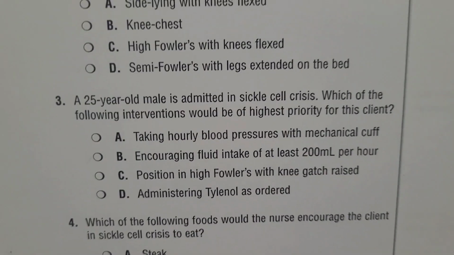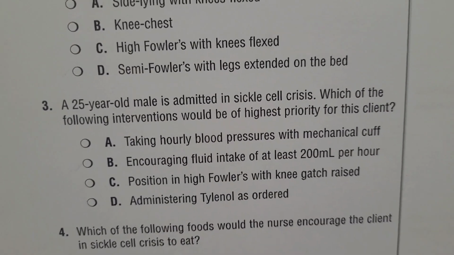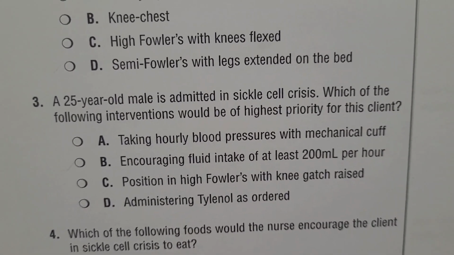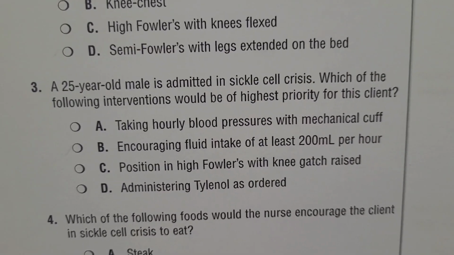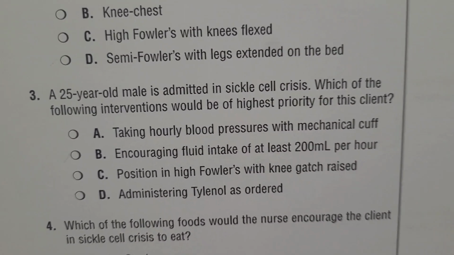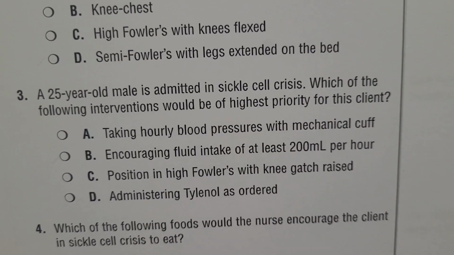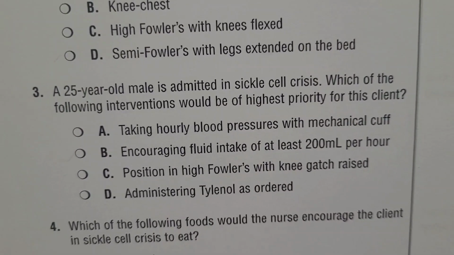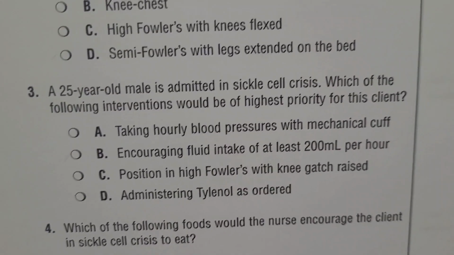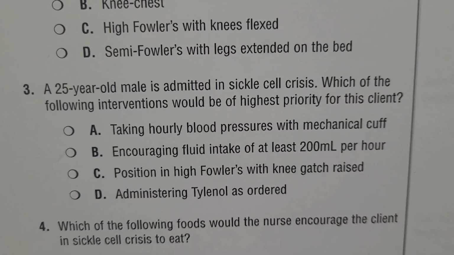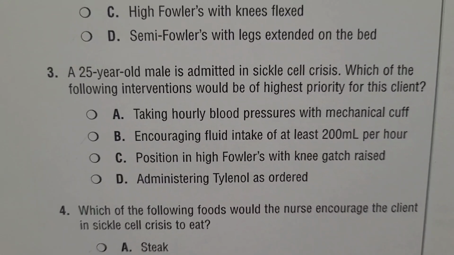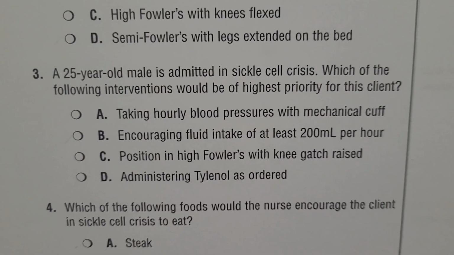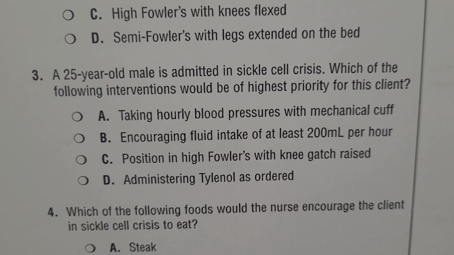So the patient has sickle cell crisis. Which is the highest priority? Our strategic words are the highest priority. So for highest priority, we will see which option is the best related to this question. If we talk about option A, taking hourly blood pressure with a mechanical cuff, this is incorrect because a mechanical cuff places too much pressure on the arm, so that is not good for the sickle cell crisis patient.